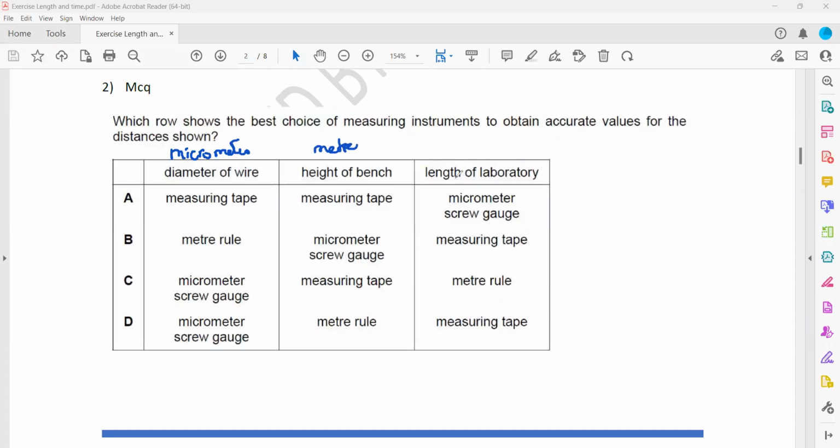Where the length of a lab is like several meters, it will be more than 1 meter. So if you want to measure more than 1 meter, in that case, we prefer to use a measuring tape. So the correct answer for this one is D.